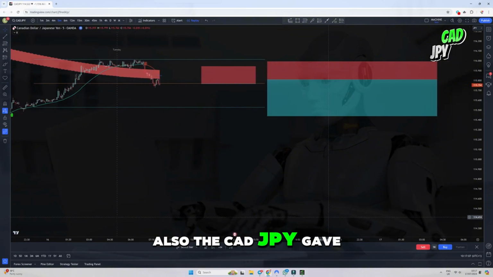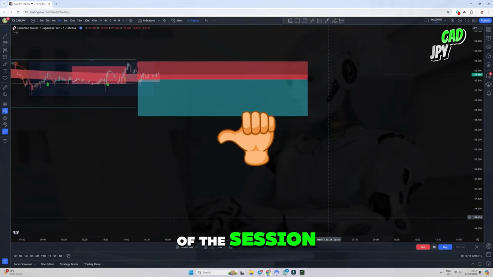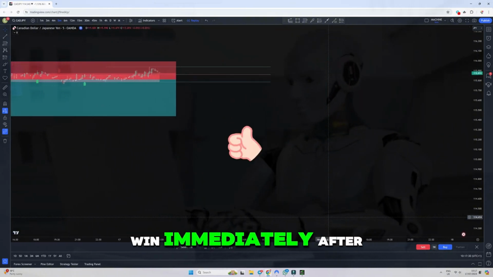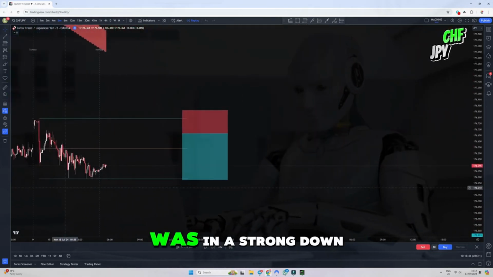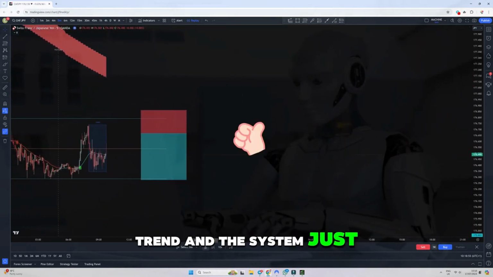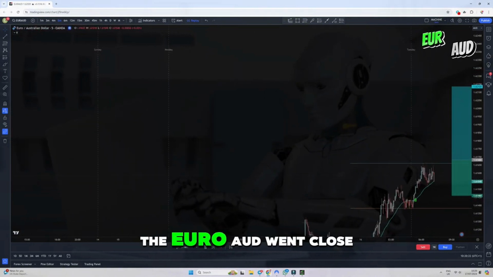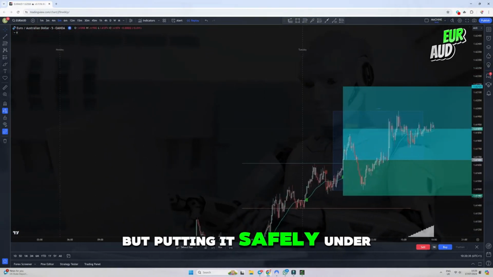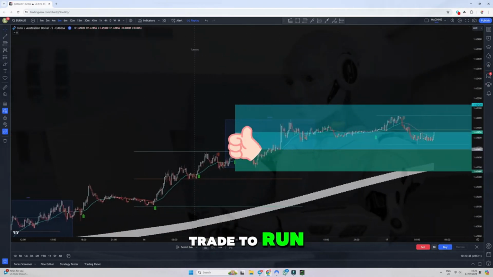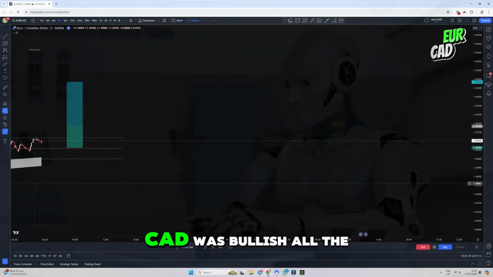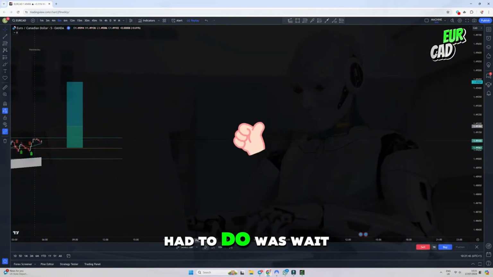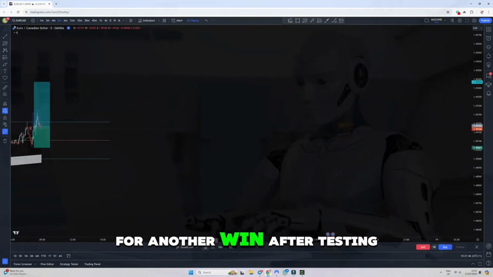The CAD/JPY gave us our first losing trade of the session. CHF/JPY recovered with a good win immediately after. The CHF/JPY was in a strong downtrend and the system just went with the flow. It's a smart system, don't you think? The EUR/AUD went close to our stop, but putting it safely under the swing low allowed the trade to run to take profit. The EUR/CAD was bullish all the way, and all you would have had to do was wait for your TradingView alert for another win.